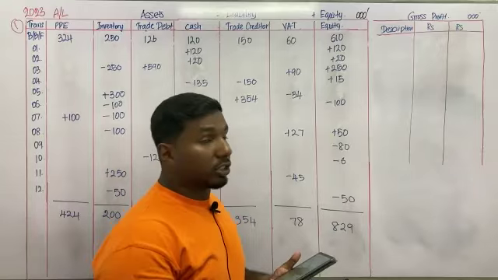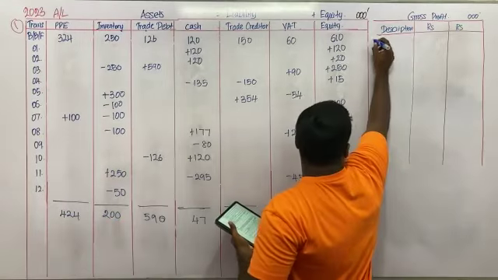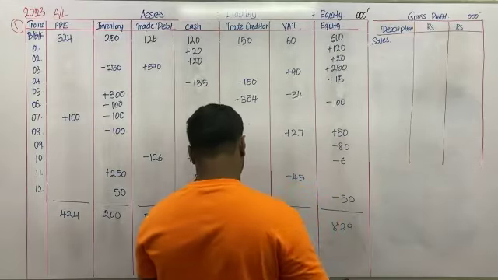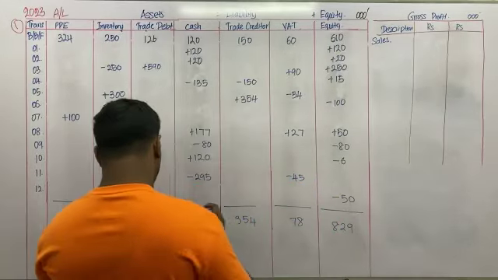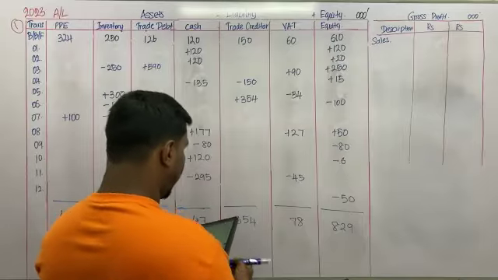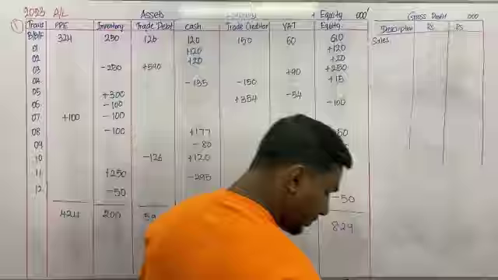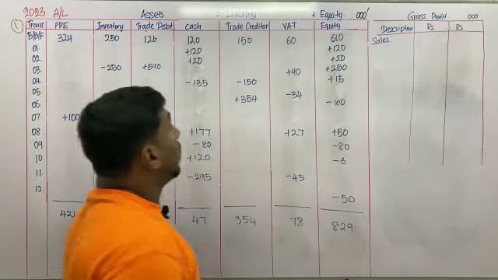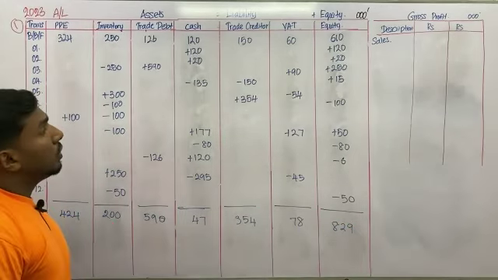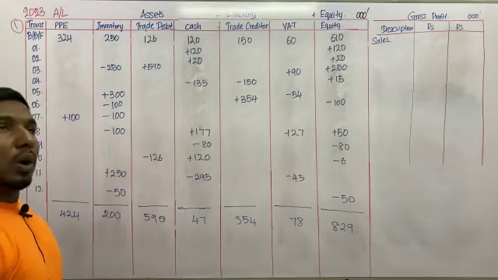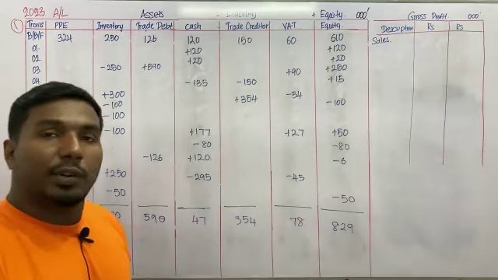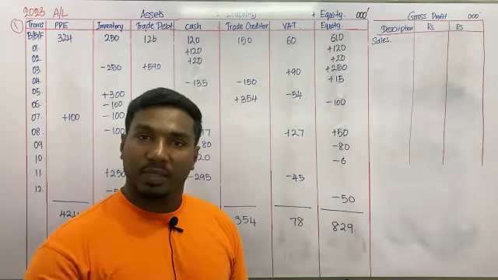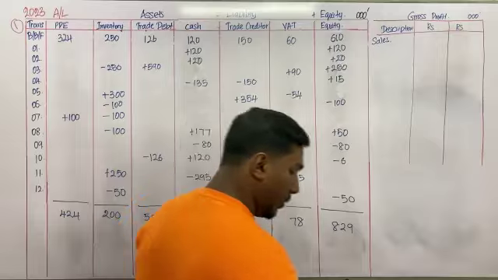Sales minus cost of sales is the gross profit. So sales minus cost of sales is the gross profit. So how to calculate the gross profit here? There's an easy way. Okay.